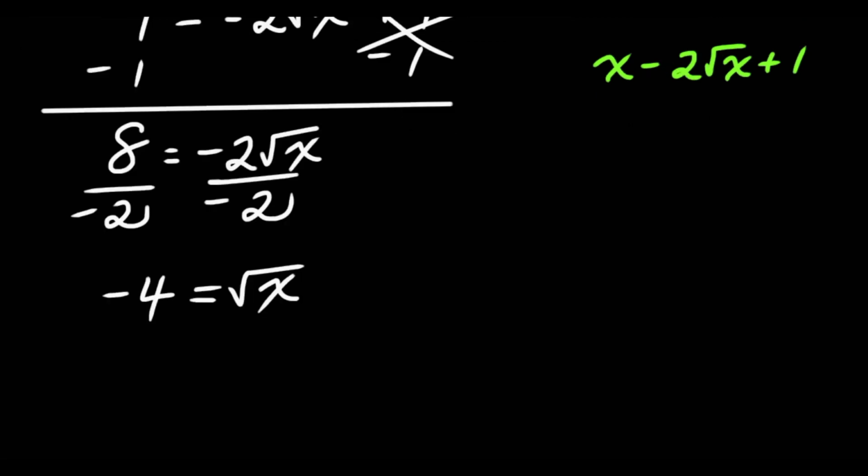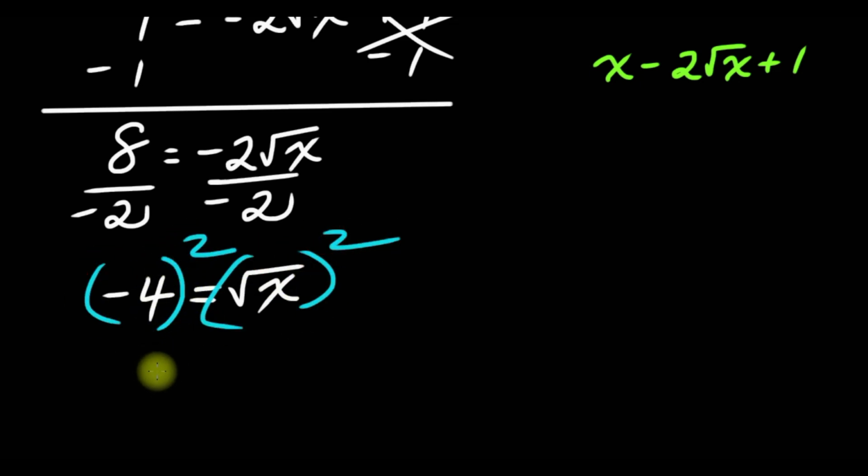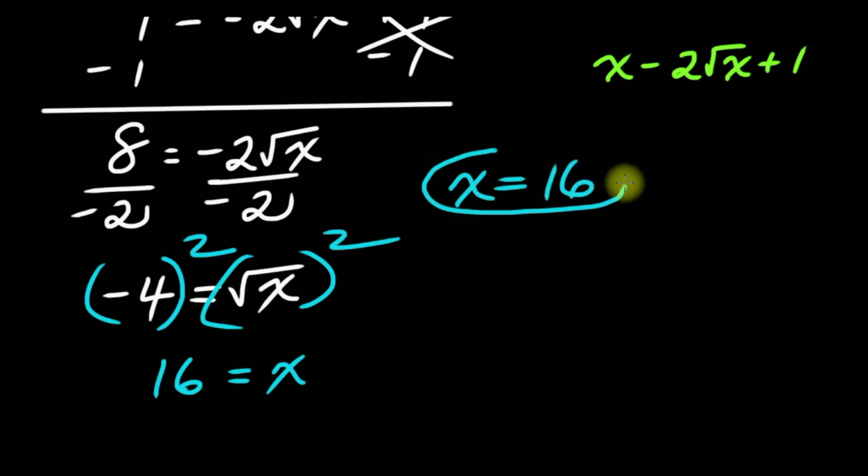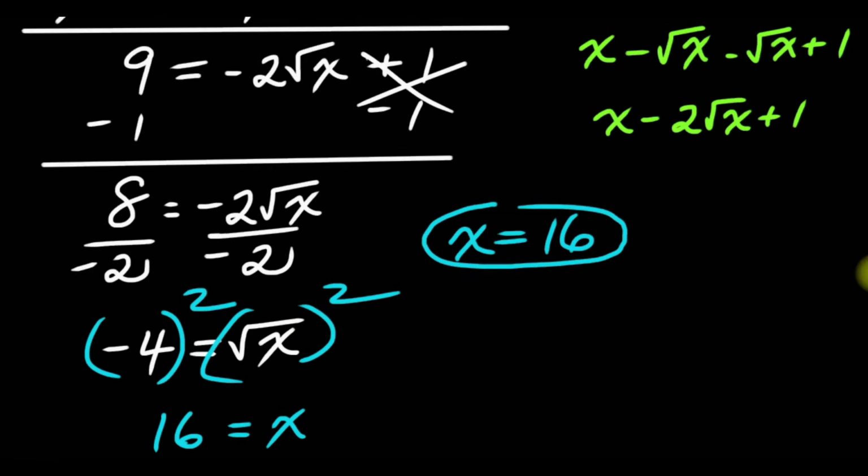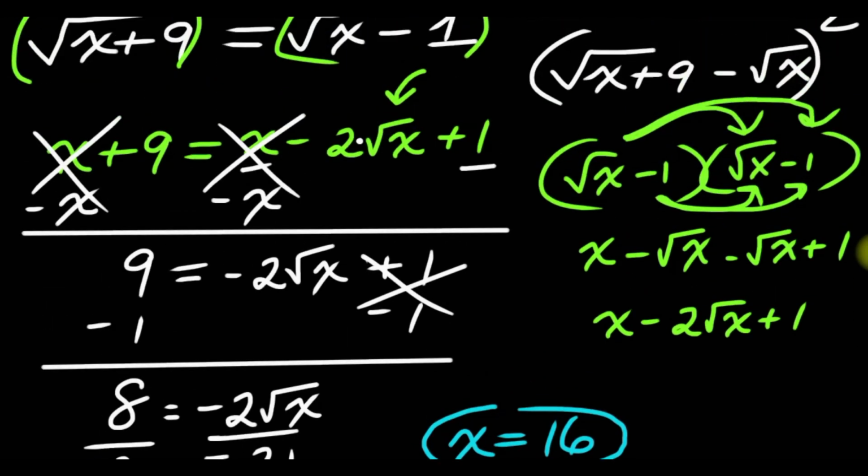To get rid of the square root of x, you would have to square it, and then we would have to square this. So negative 4 squared is 16, and then this would be x. Okay, so x is 16. Now we have to check this to see if this is a good solution. So we will have to plug 16 into x of the original equation.